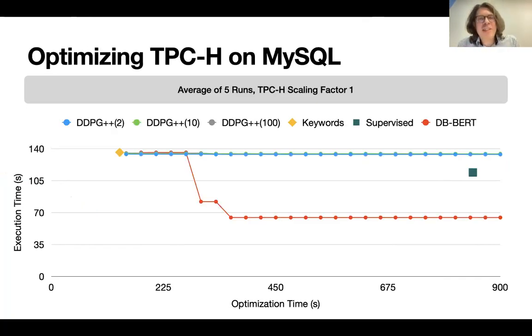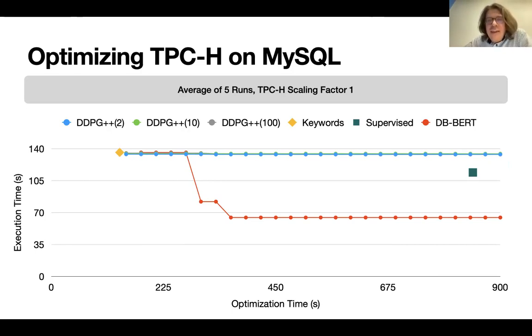Now here we have, for instance, results when tuning TPC-H with the MySQL database. On the x-axis, we have optimization time. On the y-axis, you have the execution time of the best configuration found until a certain point in time during the tuning session. And here I'm comparing DB-BERT with multiple versions of the DDBG++ baseline. You see this little number in parentheses behind the name of that baseline. This is the tolerance factor by which we deviate from the default parameter settings.